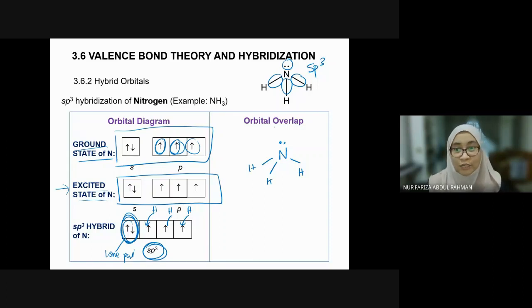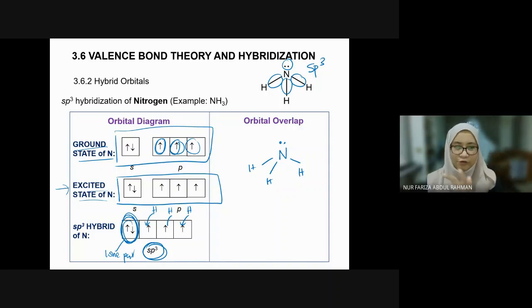Kalau you ada 2 lone pair, you can imagine. Maksudnya you boleh predict. You boleh predict. Okay, if you have 2 lone pairs on the center, that means you should have this full-filled orbital, ada 2 dekat situ. Kalau ada 2 lone pair. Faham tak?